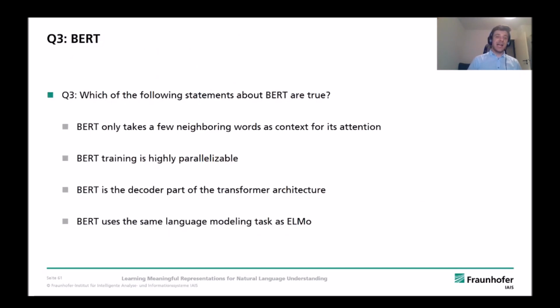So I think it's time for a third question round, and this time it's about BERT, before we start with the last part of the presentation. So, question 3. Which of the following statements about BERT are true? A. BERT only takes a few neighboring words as context for its attention. B. BERT training is highly parallelizable. C. BERT is the decoder part of the transformer architecture. And D. BERT uses the same language modeling task as Elmo.